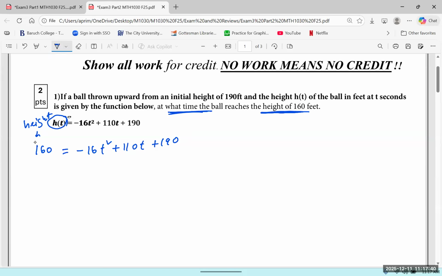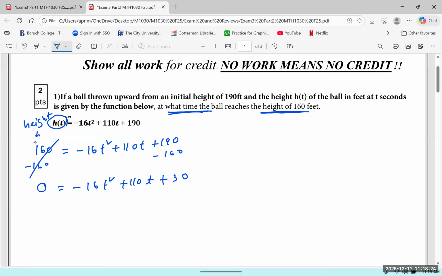But remember, the final exam doesn't have any partial credit. So even though you have this part correct, you still get 0 if the final answer is not correct. So you have 160 equals that, and you do not subtract 190. Your goal is to bring everything to one side so that you can use the quadratic formula if it's not factorable. So you subtract 160, but many of you subtracted 190, which was wrong. So 0 equals negative 16t squared plus 110t plus 30.